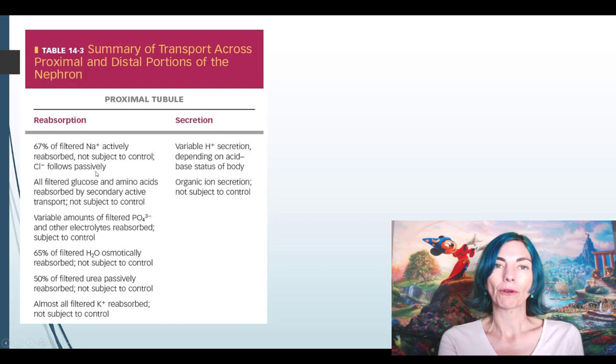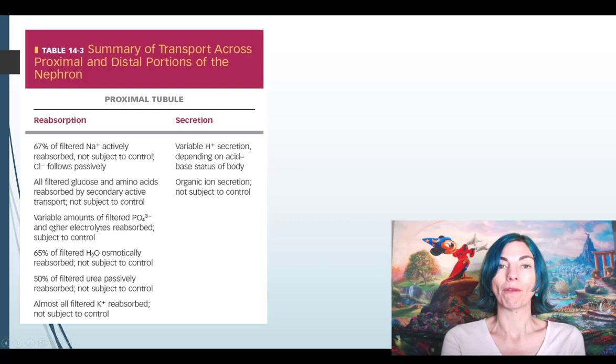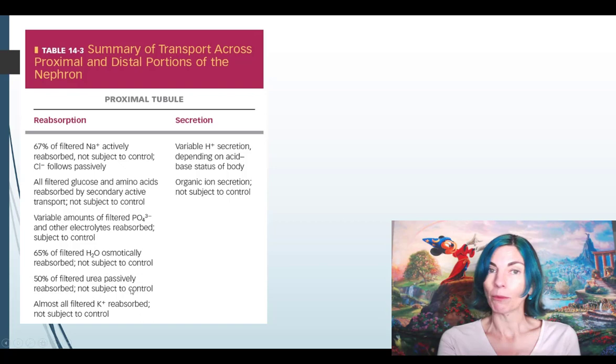All filtered glucose and amino acids should be reabsorbed. And again, this is using a sodium glucose cotransporter or a sodium amino acid cotransporter. This is both going to be obligatory and total, so it should be 100%. We didn't cover phosphate groups. Here, about 2/3 of the water is osmotically reabsorbed. Remember, water follows the solutes, not subject to control. It's all passive. 50% of urea is passively reabsorbed. Again, urea is mostly just going to follow the water. And then we did not cover potassium here.